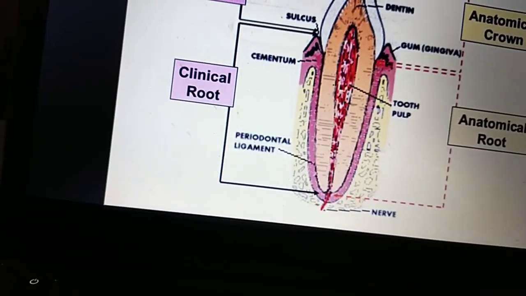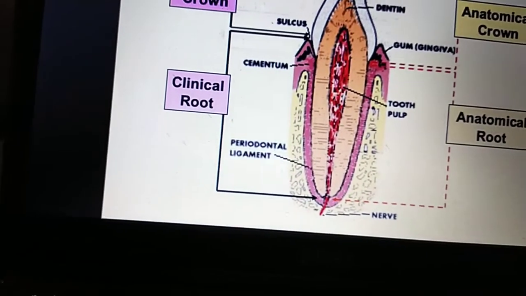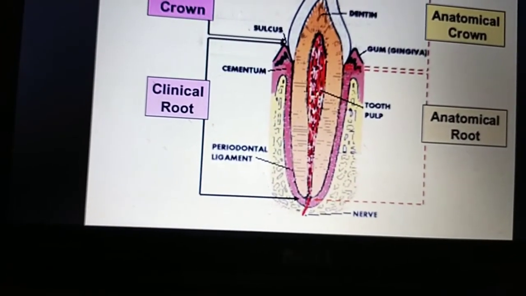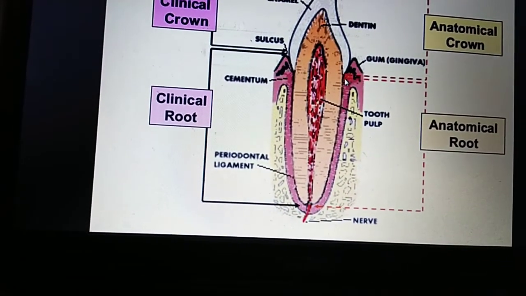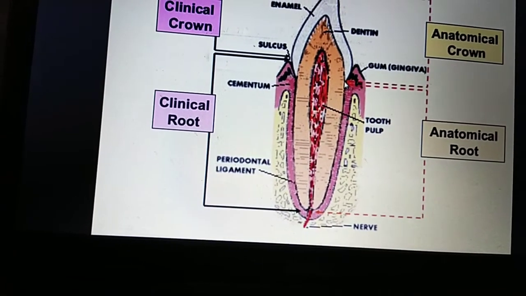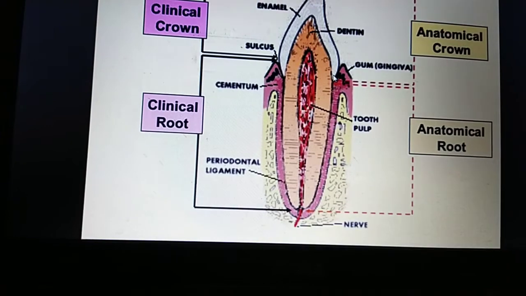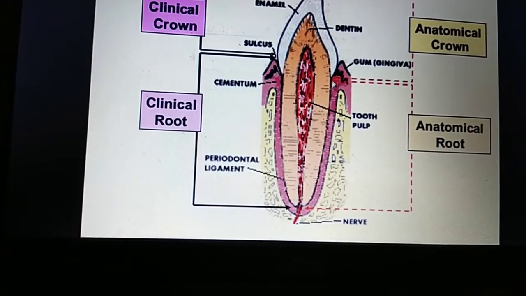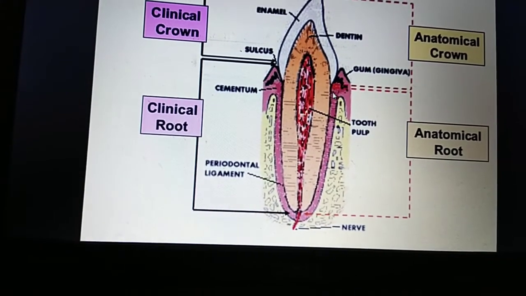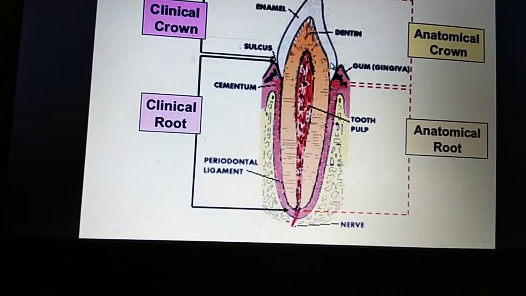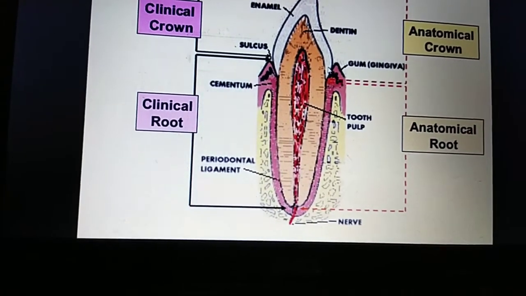The anatomical root is found below the cemento-enamel junction. Okay, this is the cementum and this is the enamel junction. It is here, and from here it is below. This is the cemento-enamel junction. It is also called the CE junction. C means cementum, E means enamel: enamel-cementum, or cemento-enamel junction.